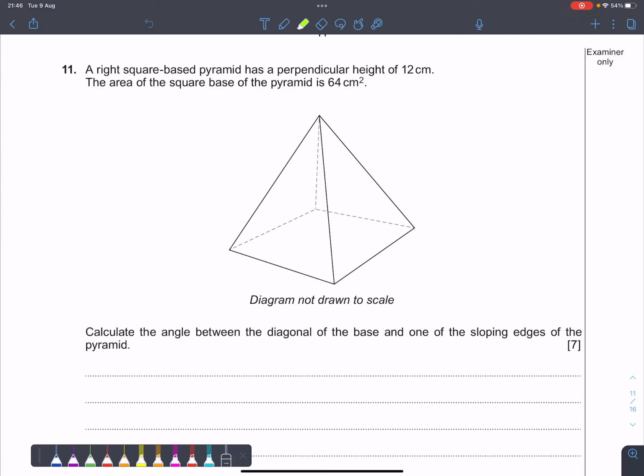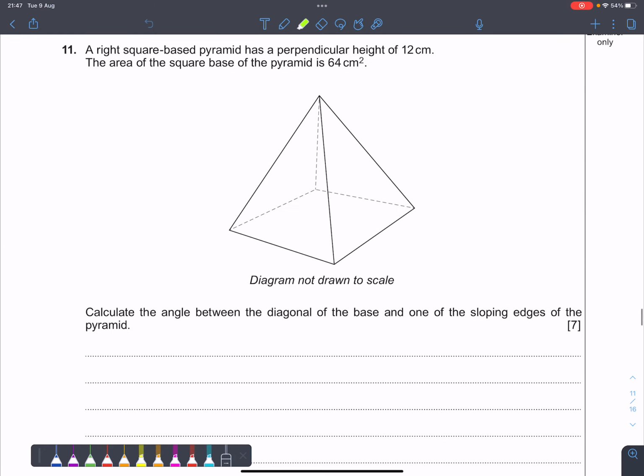Okay, in this video we are going to be looking at question 11 on the WJEC additional maths paper from June 2015. So we start with a right square based pyramid. It has a perpendicular height of 12 centimeters. So that means that the distance from the base to the peak is 12.